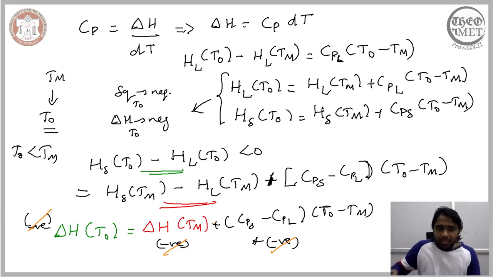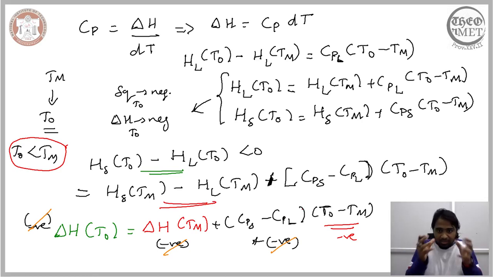Now, the way this can be negative is only when one of these terms is negative. If both of these terms are negative, then this becomes positive, and we will not be able to arrive at the conclusion that the enthalpy change at lower temperature is greater than the enthalpy change at higher temperature. So in order for the product of these two terms to be negative, one of these terms needs to be negative, and we have already seen that T0 is less than Tm. So therefore this term is negative, and this term needs to be positive.